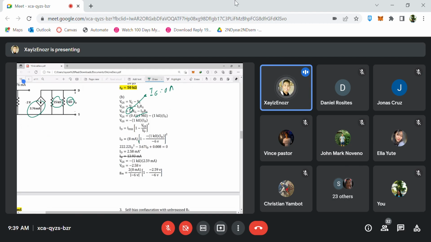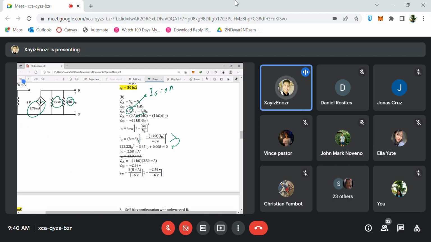Alam niyo naman yung mangyayari, di ba? Sa mga nakaraang ginagawa natin, yung process. So, after nyo ma-convert yan into quadratic equation, ito na yung ating magiging equation. That is 222.22 ID squared minus 3.67 ID plus 0.008. Kayo na bahala mag-confirm kung ito talaga yung quadratic equation equivalent niyan. Then, we can find dalawang values sa ID. So, we have 2.58 and 13.93 milliamperes.